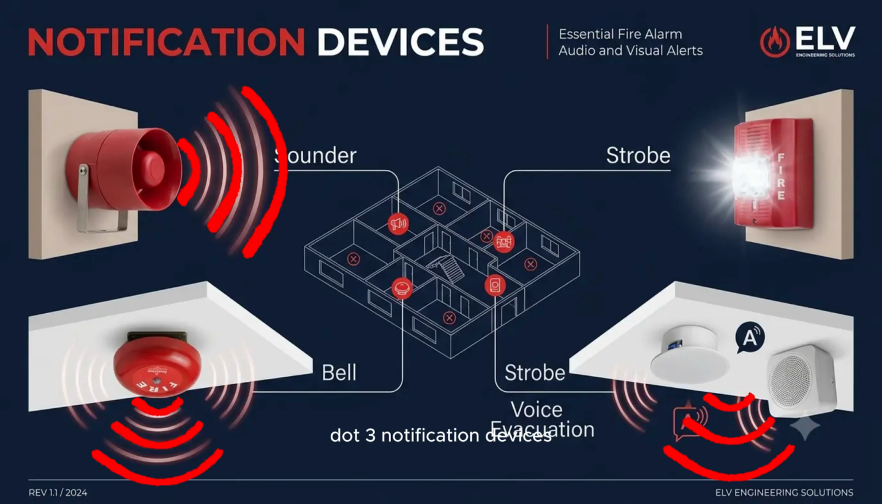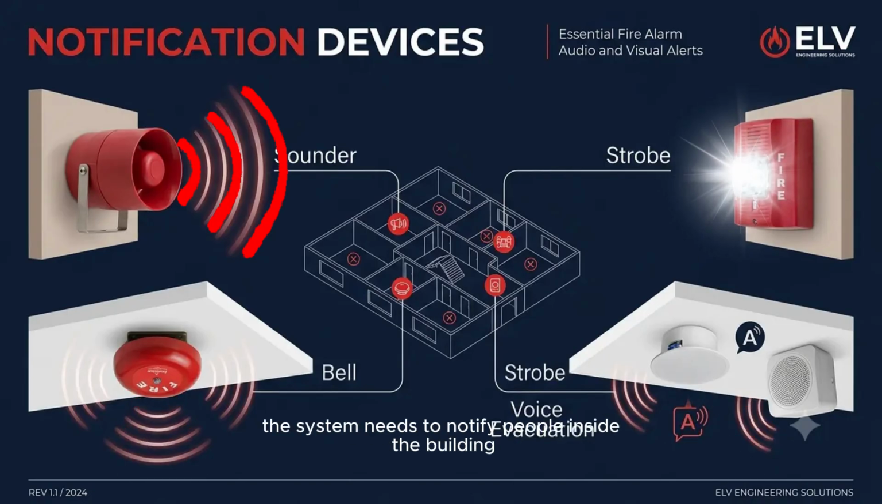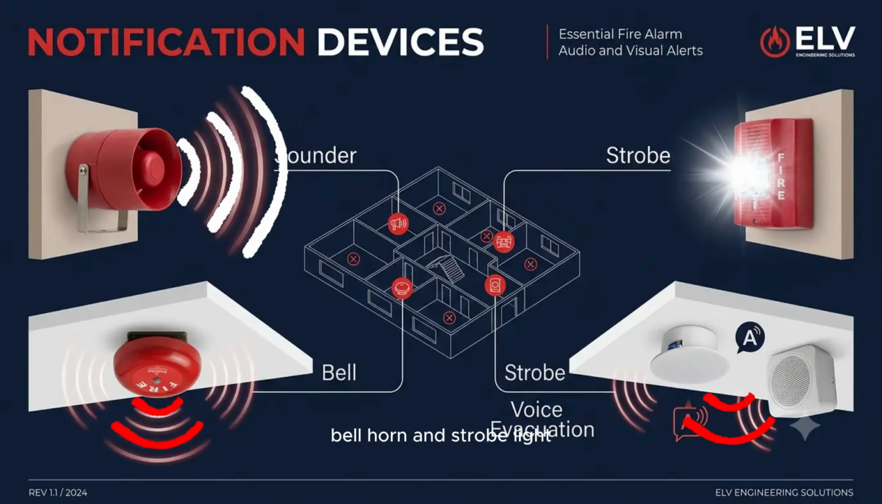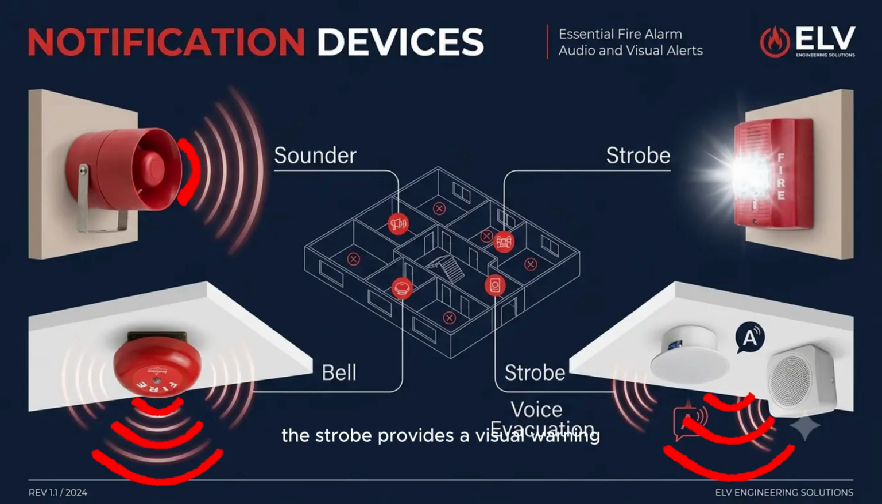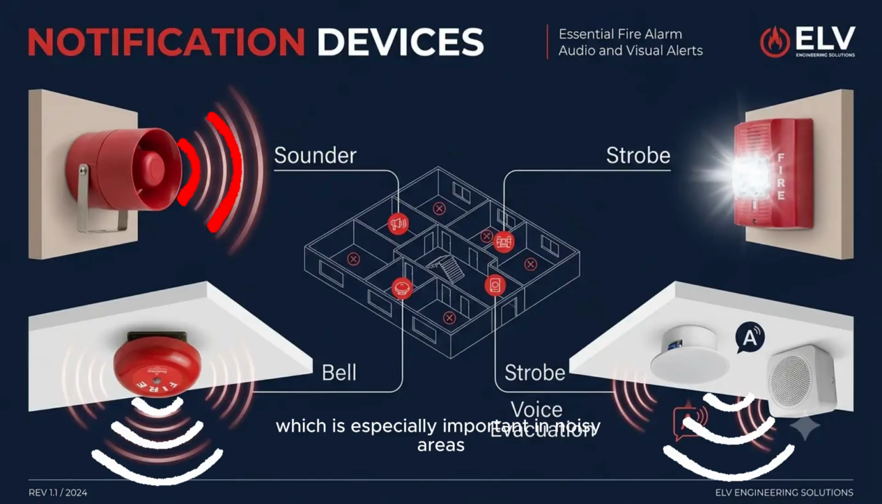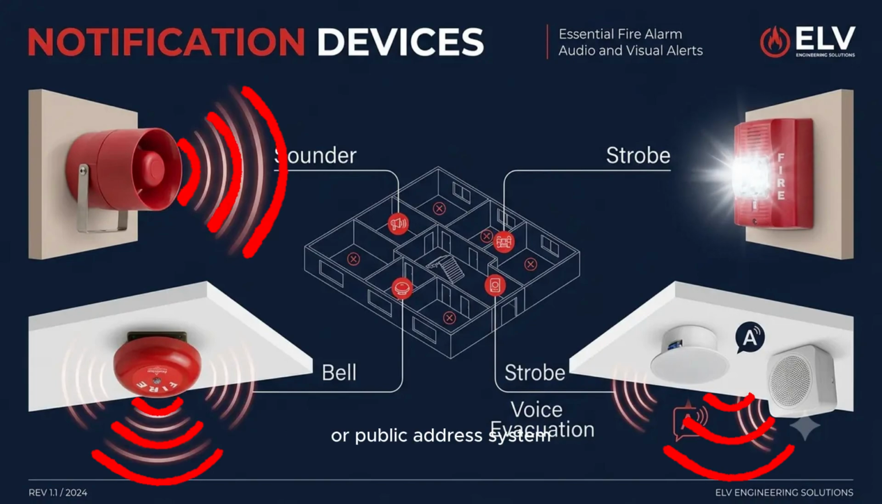3. Notification devices. We have the notification devices. After detecting a fire, the system needs to notify people inside the building. Common notification devices include sounder, bell, horn, and strobe light. The sounder produces an audible alarm to warn people that there is a fire emergency. The strobe provides a visual warning, which is especially important in noisy areas, or for people who may not hear the alarm. In larger buildings, we can also use a voice evacuation or public address system.